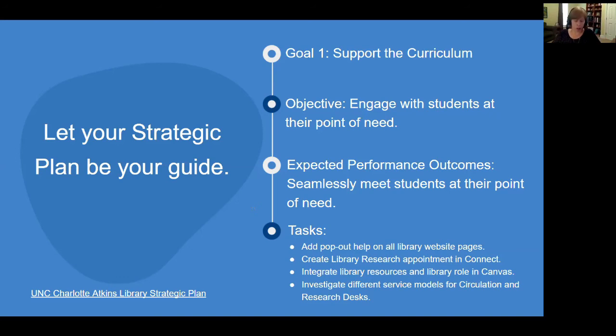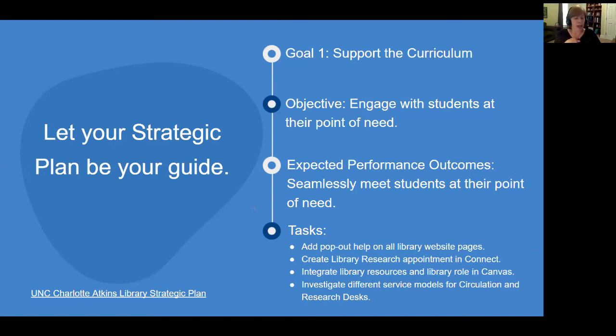Of course it is useful to monitor or track trends related to usage of your building and your resources and attendance at events, etc., so you can make decisions about staffing, hours, collections, etc. But in order to bring about real continuous improvement, I think it's critical to start with the goals, objectives, and expected performance outcomes set out in the strategic plan. And I'm going to use a bit of information from the UNC Charlotte Atkins Library to illustrate my points here.